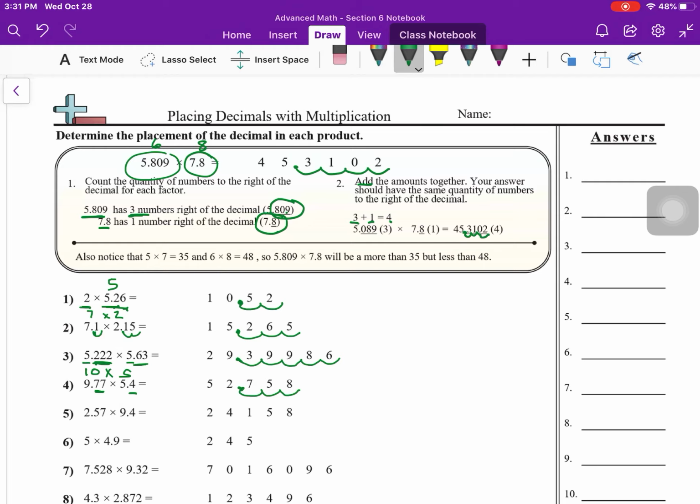Let's try one more here together. If I'm going to round this number, I get 3. And I round this number and get 9. And 9 times 3 is 27. So the only number close to that would be probably putting my decimal point there. And I double check. There's 2 numbers after the decimal, 1 number after the decimal. 2 and 1 is 3, so I go from the end and I go 1, 2, 3. And that is, in fact, where I put my decimal point.